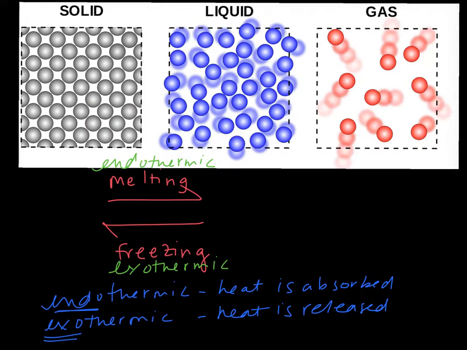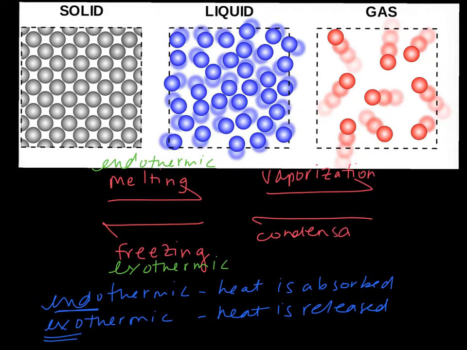All right, so when something turns into a gas from a liquid, that process is called vaporization. And a lot of students say evaporation. Vaporization includes that, so I would rather use the term vaporization. So that's going from a liquid to a gas. And the reverse process from a gas to a liquid is called condensation.